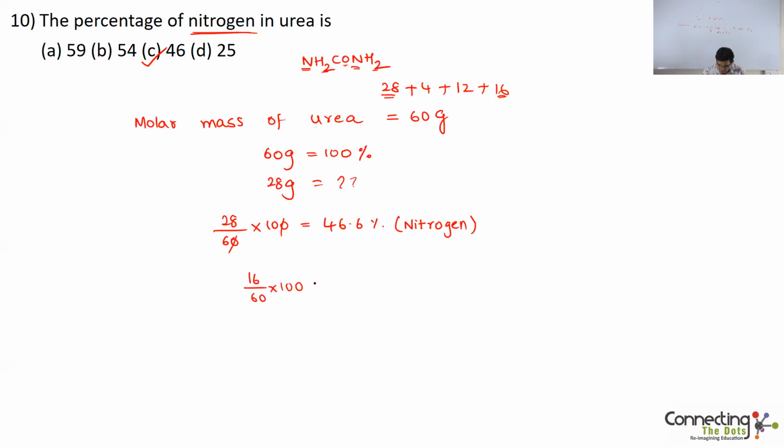So you can always solve it and you get the value for oxygen. Similarly, you can calculate for hydrogen. It is 4 grams, so it will be 4 by 60 multiplied by 100. This will be the percentage for hydrogen. That's how you can always calculate for each and every element given in the question. So I think that's it. These are some of the questions from this chapter.